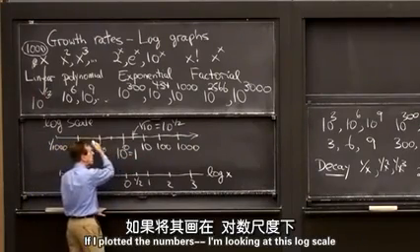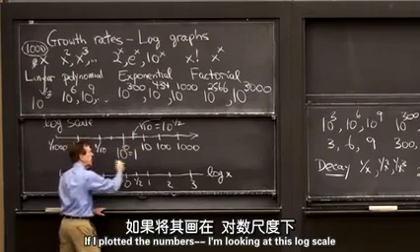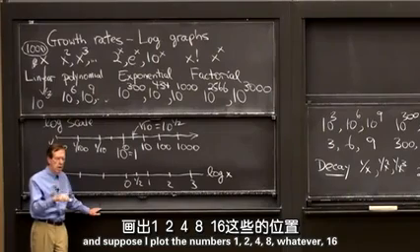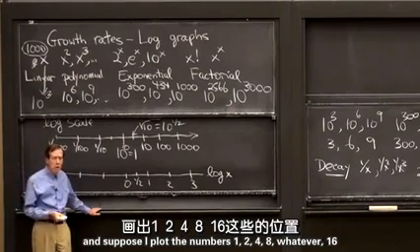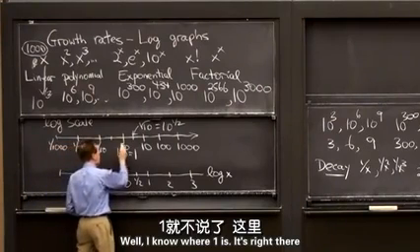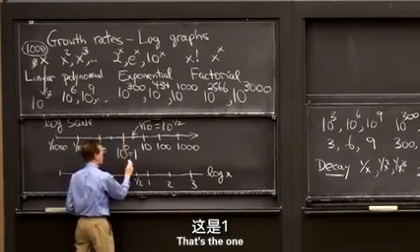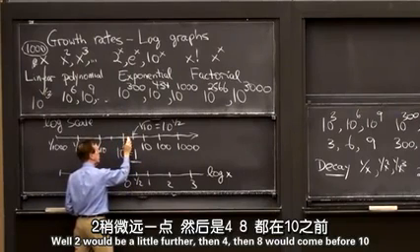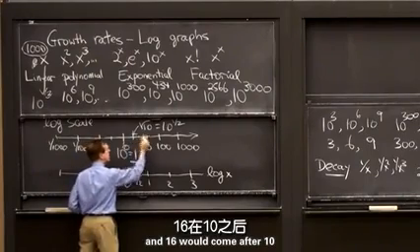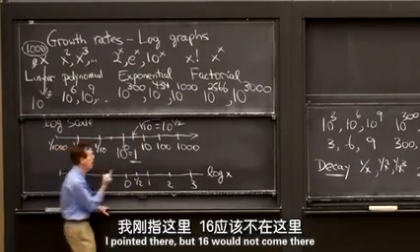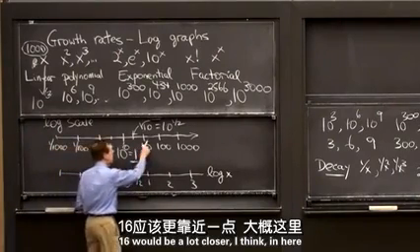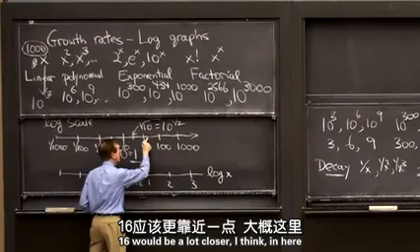If I plotted the numbers, I'm looking at this log scale, and suppose I plot the numbers 1, 2, 4, 8, 16. What could you tell me about those? Well, I know where 1 is. It's right there. That's the 1. Well, 2 would be a little further over, then 4, then 8 would come before 10, and 16 would come after 10. I pointed there, but 16 would not come there. 16 would be a lot closer, I think, in here.